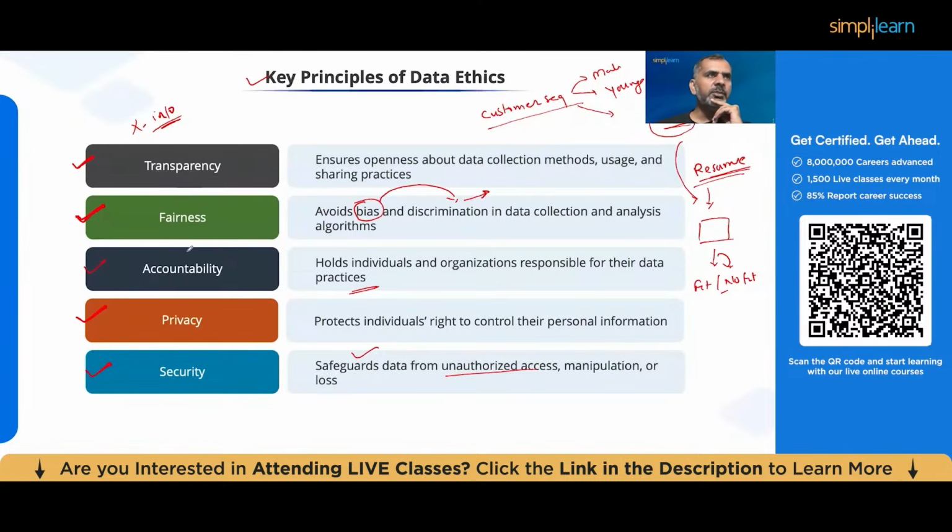So these are some key principles of data ethics, where we talk about different dimensions we need to look at, and we need to consider all these dimensions with equal importance.